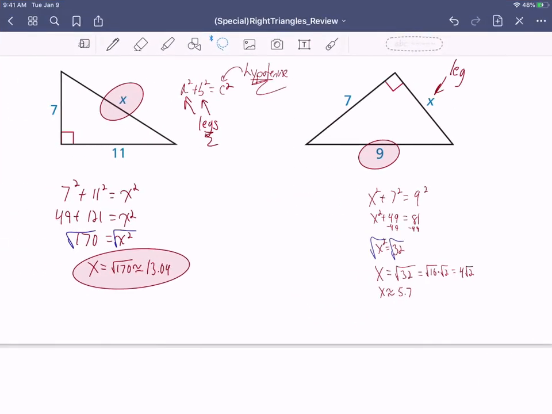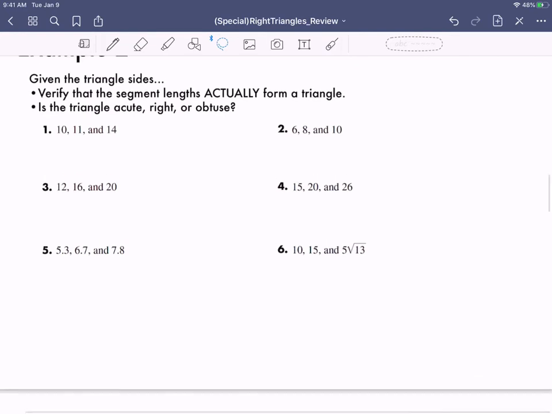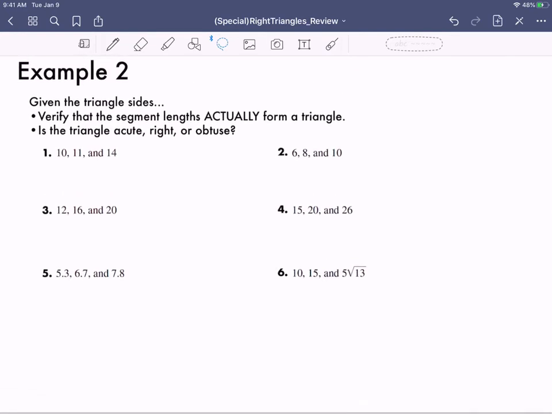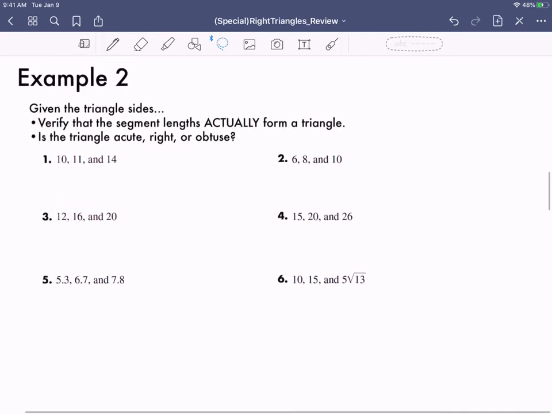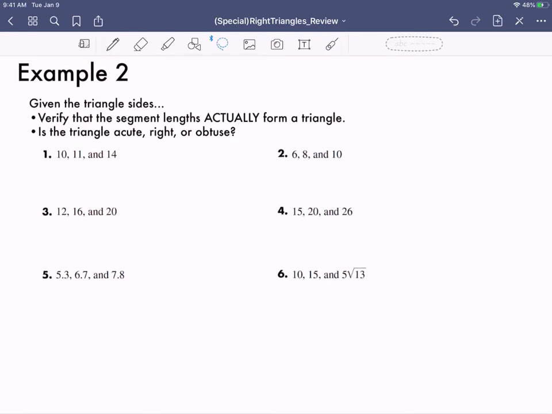All right, moving on. Now another application of the Pythagorean theorem is if you flip it around and you're given all the sides of your triangle, you could determine if it's a right triangle. First of all, if the Pythagorean theorem works, it's definitely a right triangle.